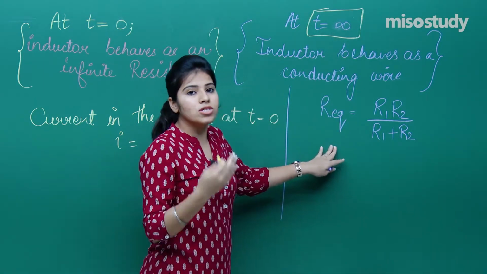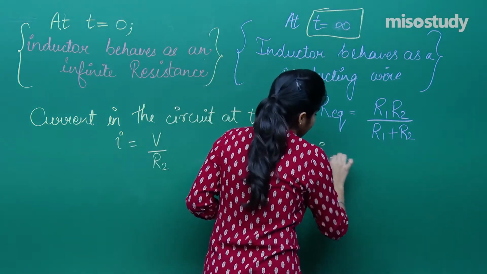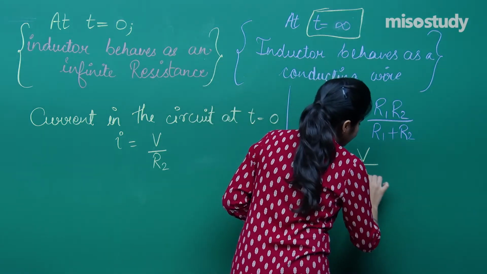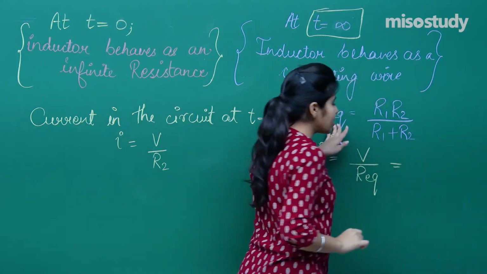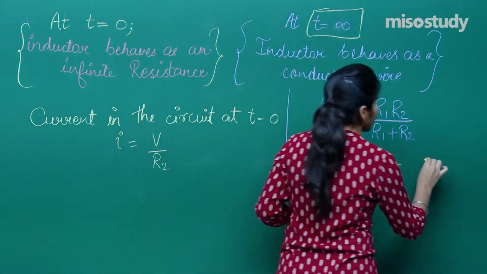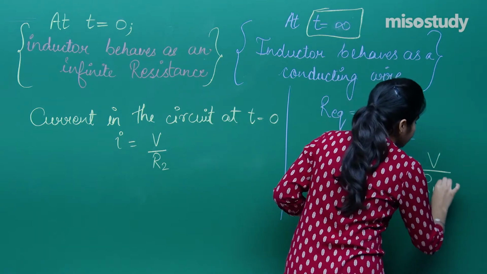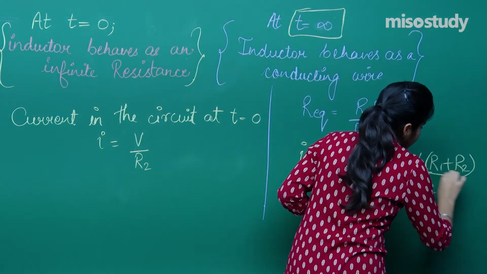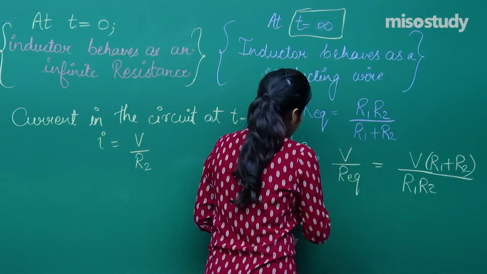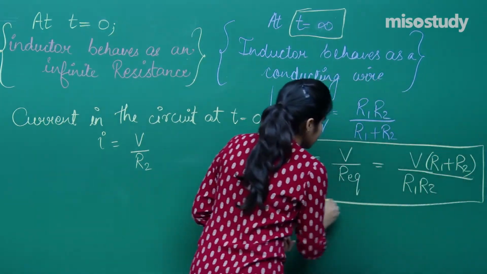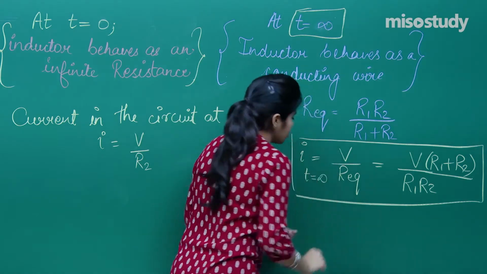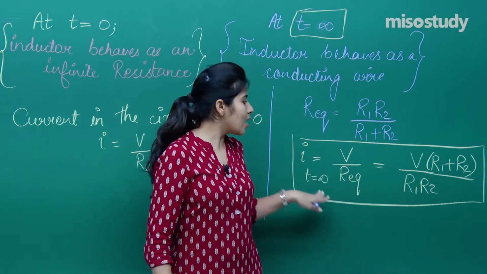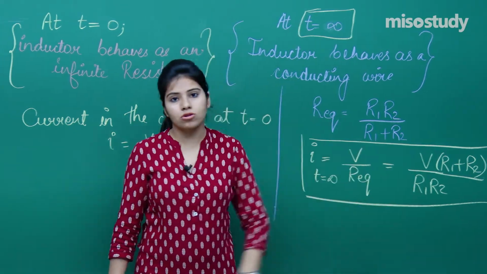Now in this case, what is the current? The current will be I equals to V upon R equivalent. So you can directly put this value of R equivalent. We will have V into R1 plus R2 upon R1 R2. This is the value of current I at T equals to infinity. Now we have to check from the options whether I is coming out to be equal to this or not.